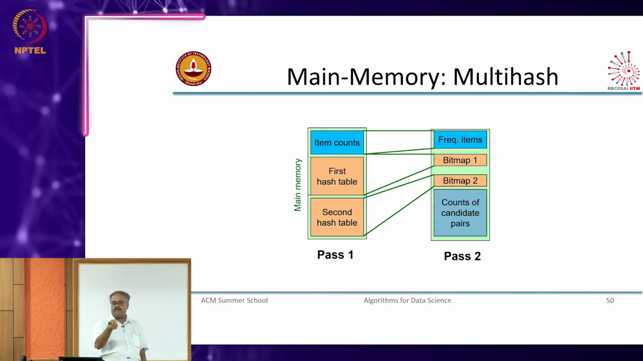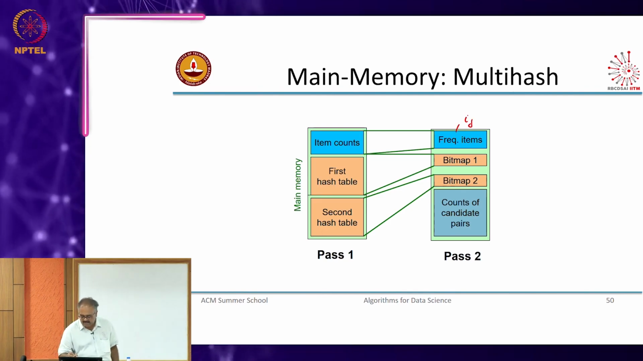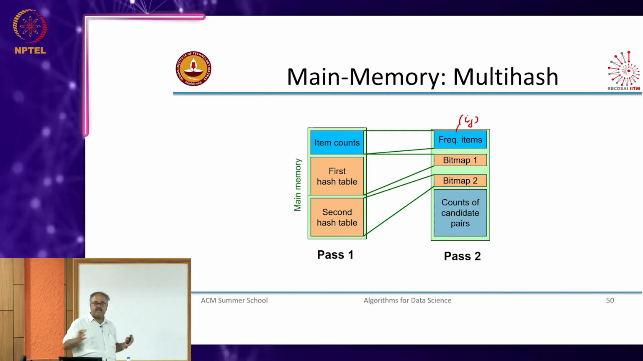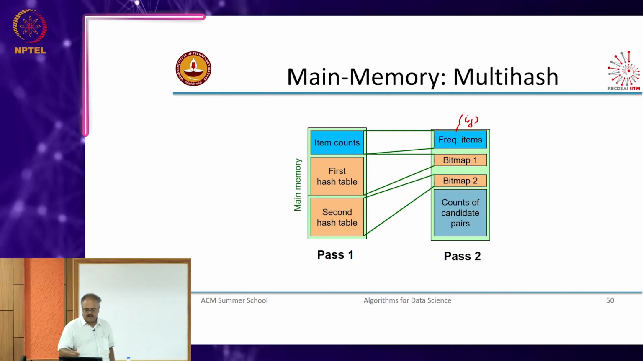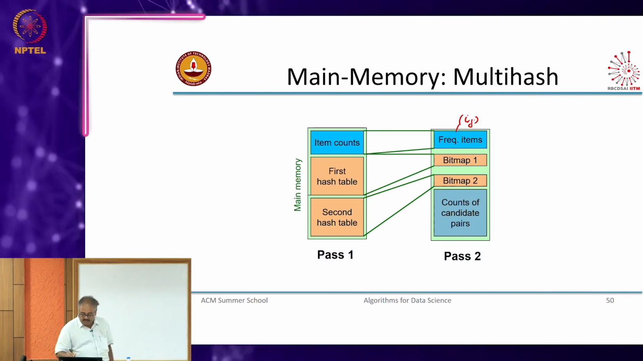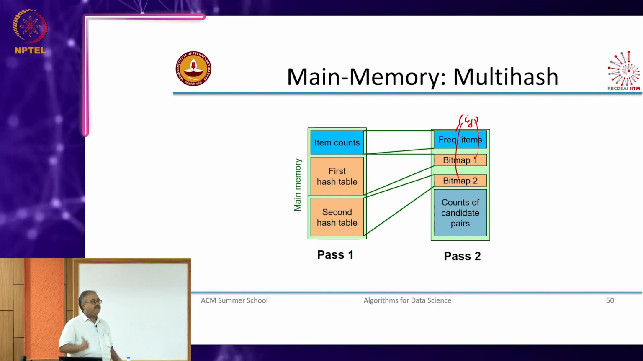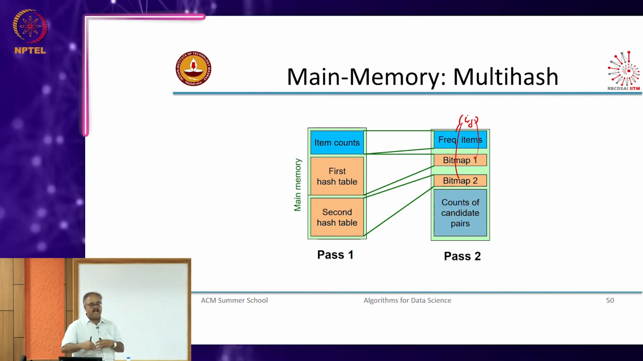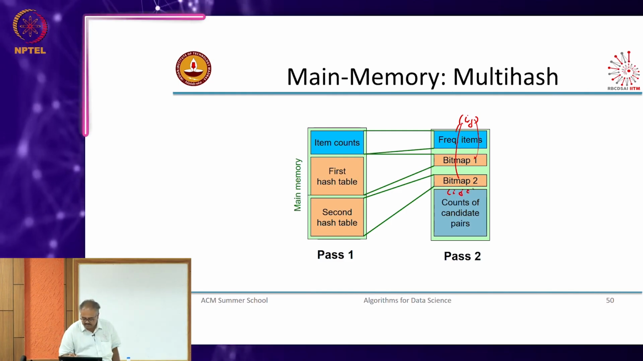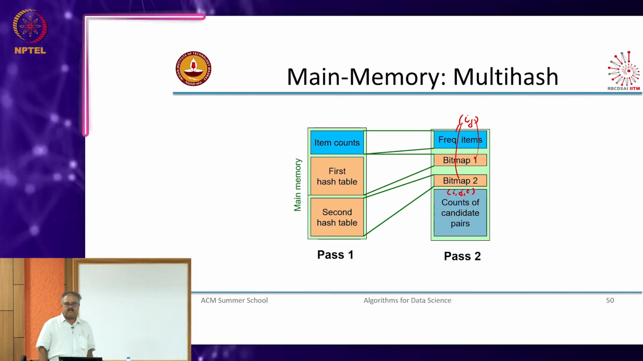Basically you take an element. Now when I consider a pair ij from here, I know that both i and j are frequent, only then I am putting them together and making a pair. So when I am doing this ij, I know both i and j are frequent. Then what will I do? I will hash it into bitmap 1, I will hash it into bitmap 2, and if both are 1, then I will start a count for ij. I'll add an entry for the count, otherwise not.